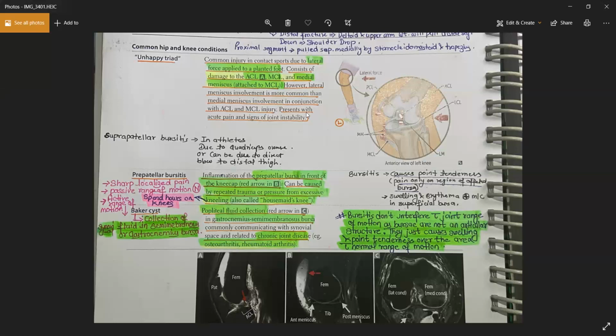Yeah. And these patients will of course present with acute pain, and when you apply the tests for the knee joint, you will have a widening of the space on the medial side of the joint, and you will also have anterior dislocation of the tibia, right? Yes. These are all the signs and symptoms of the unhappy triad. Any doubt? No, thank you.